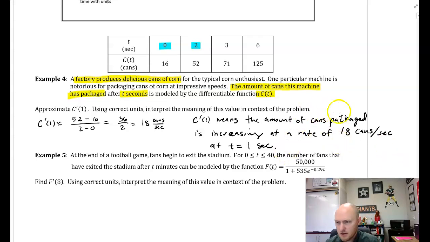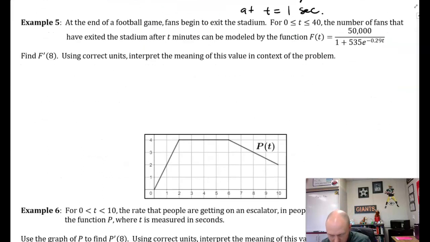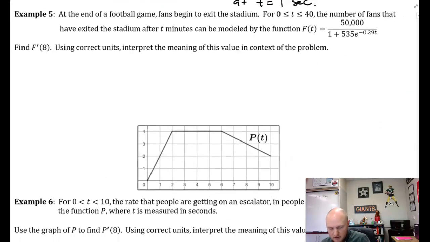That is our interpretation in context. All right, so let's go ahead and look at another example in context and see how else they can ask this type of question on the AP exam.